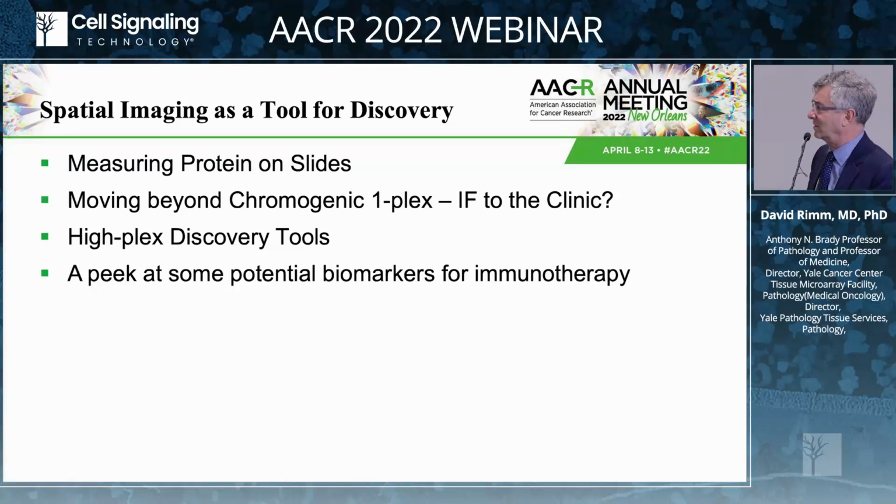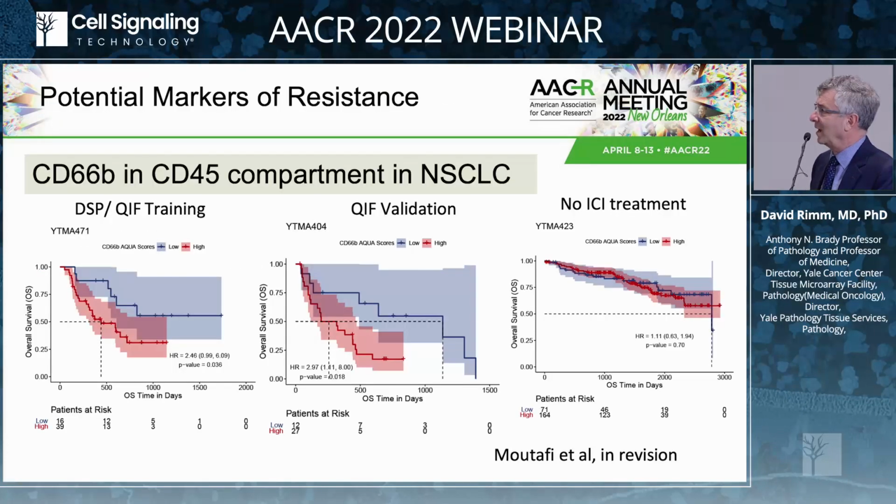So the last thing I wanted to talk about, and then we can have a little discussion or ask questions, is to show you some of the biomarkers for immunotherapy that we've discovered by High-plex. I'm not going to spend a lot of time on this. This is Mirto's work looking at CD66 and the CD45 compartment. This was done on a NanoString, with a 78-plex, and then we took it and discovered it on the DSP, and then went back to quantitative fluorescence, and we could see that this marker is associated with resistance to immunotherapy in our training cohort.